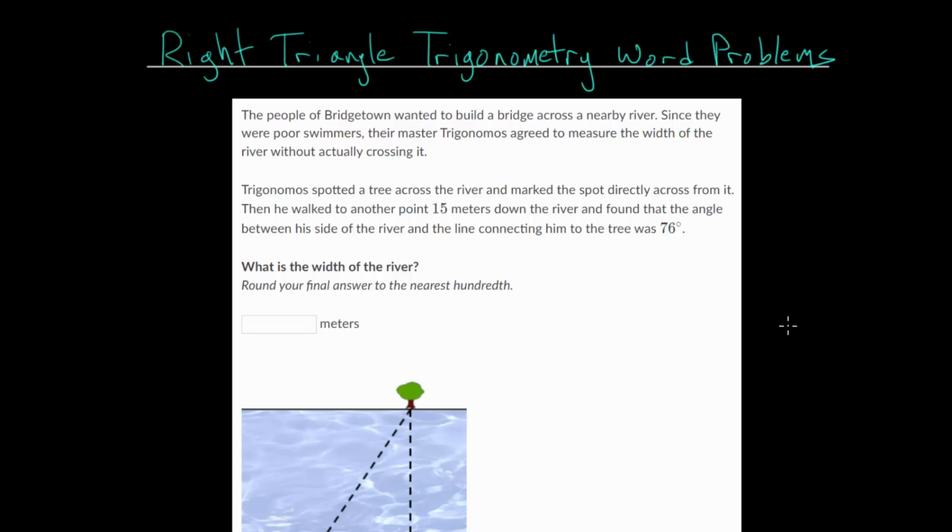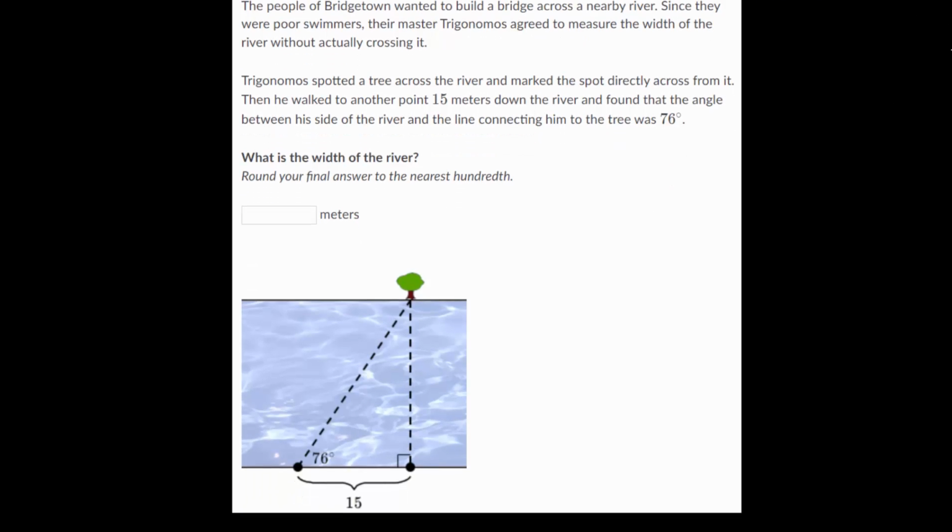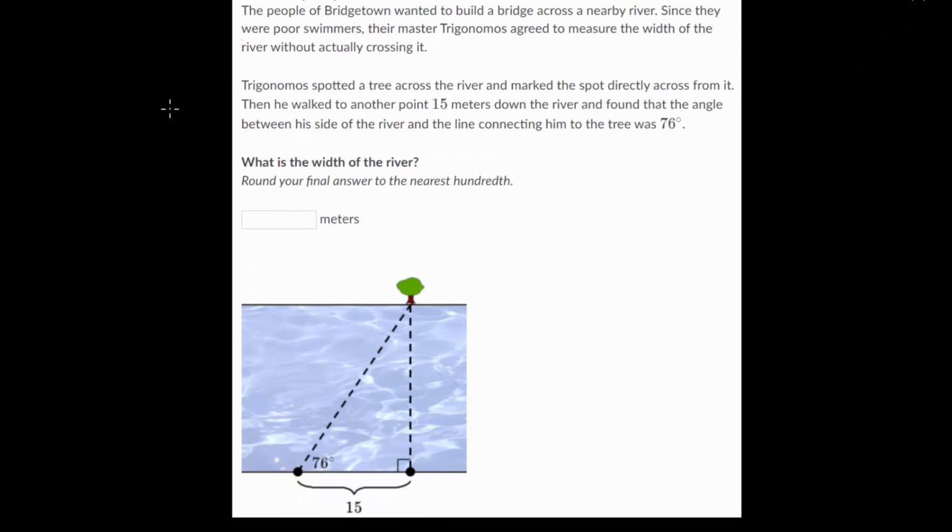In this video, I'd like to talk about word problems with right triangle trigonometry. So let's just start with some examples. We're going to look at three different problems and we'll work out a strategy as we go. So let's just jump right into this problem.